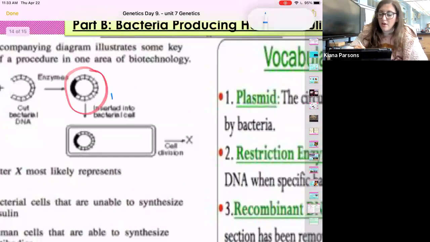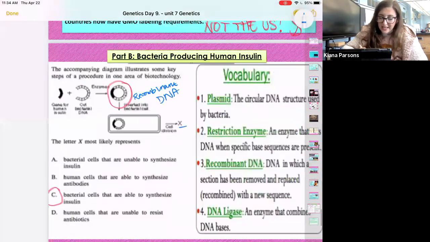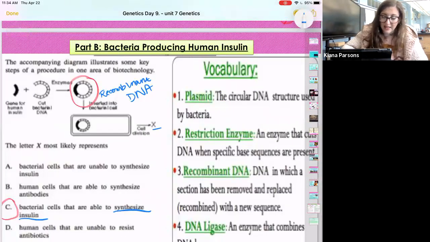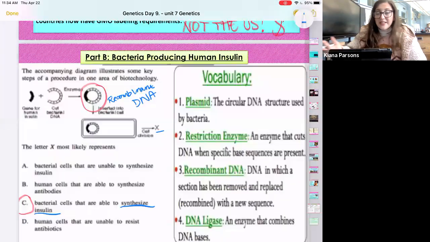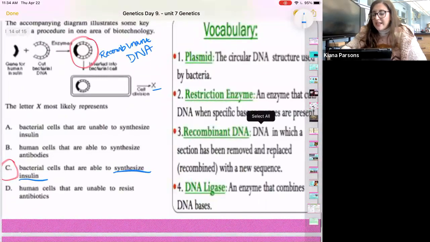C, and this is, of course, an example of recombinant DNA. And cell division, these are all going to be genetically identical offspring that can synthesize insulin. Thank you, recombinant DNA. And this is how we get insulin to treat people with diabetes. So plasmid, this is the circular DNA structure used by bacteria. So it's not the double helix, but it is still DNA.